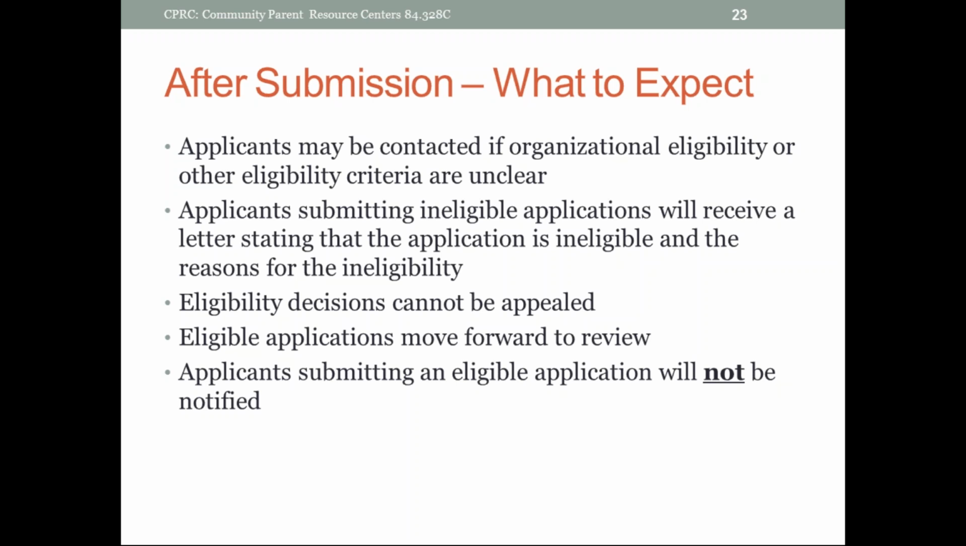You will then get a letter saying that your first application is ineligible, because what we do is we take the very last application that was submitted, and that's the eligible one. You will be told the first one is ineligible, but that doesn't mean that the last application you submitted is ineligible. It's probably still eligible. So that sometimes happens, and I just wanted to be clear about that too.